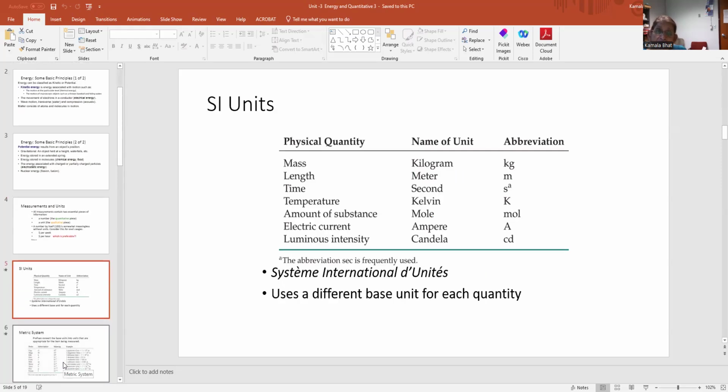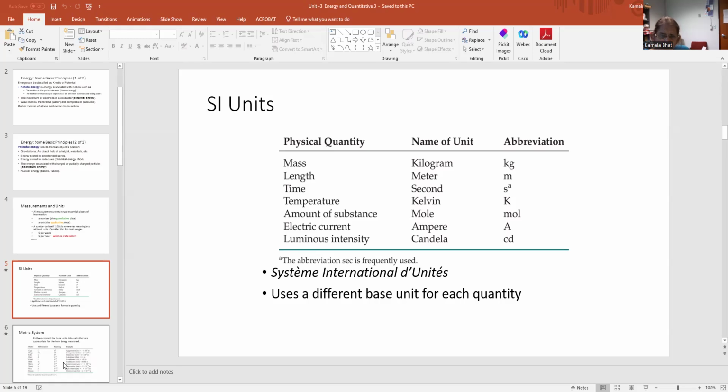Now, when we do measurements, we have to follow certain rules. And one of the rules is set by the System International for Units. This is the body that decides the appropriate unit terminology that is used. And every system has a different base unit for each quantity.